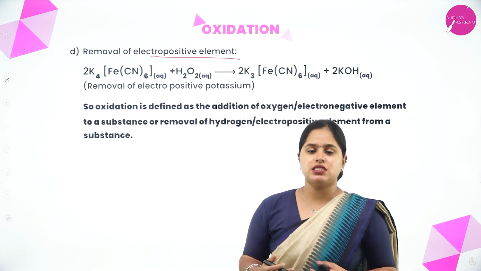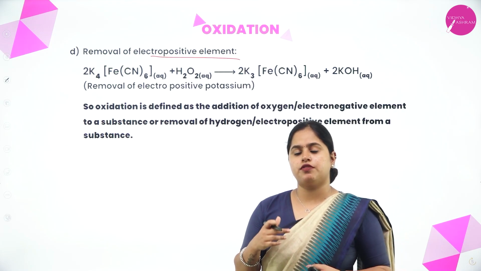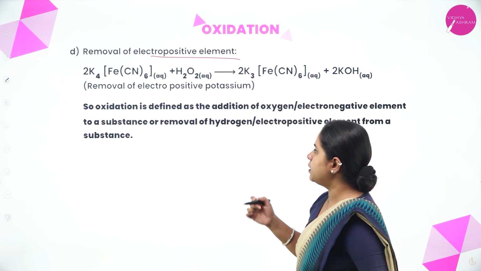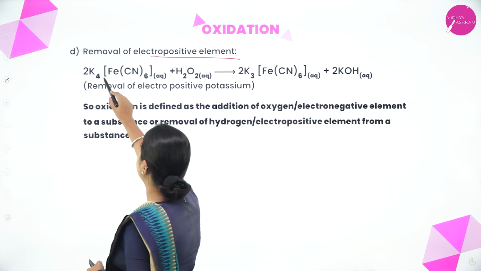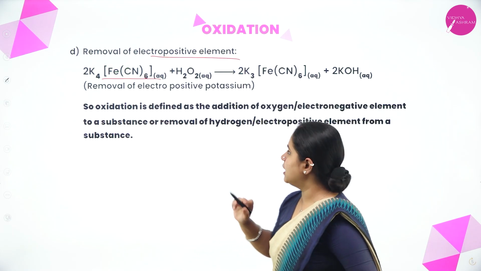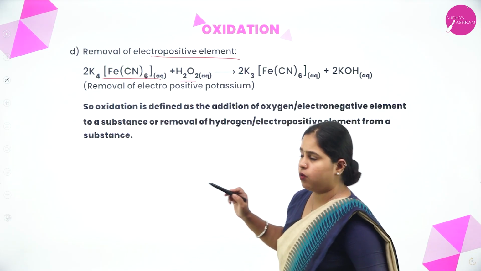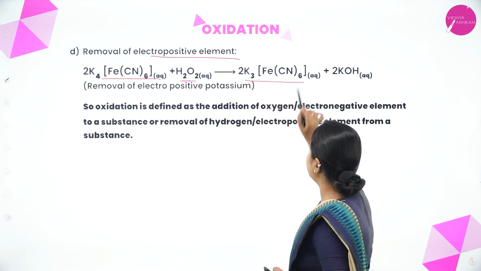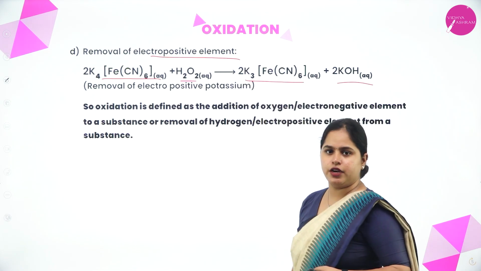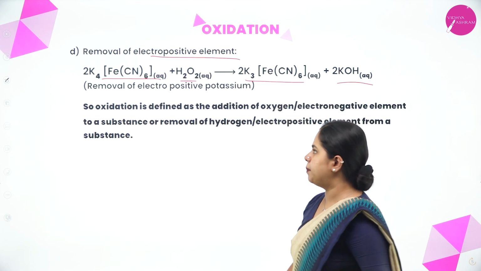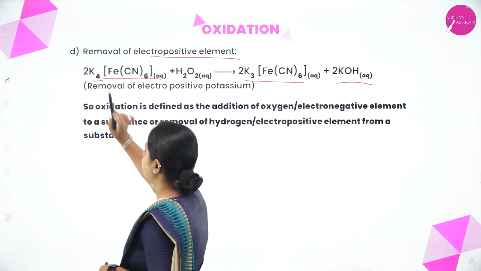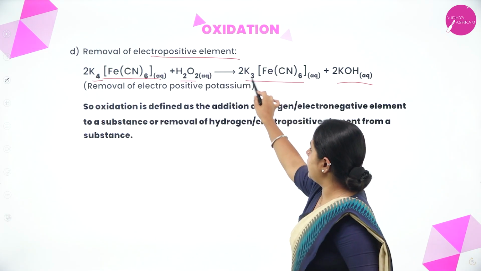If an electropositive element is removed, we can also define it as oxidation. For example, a complex is given here, K4Fe(CN)6, right? To which we have added water. What happens here? You can see it is K3Fe(CN)6 and potassium hydroxide you have obtained. So what has happened here? In this complex you can see it is K4 and here it is K3. So what happened?